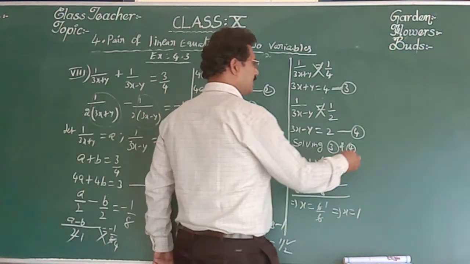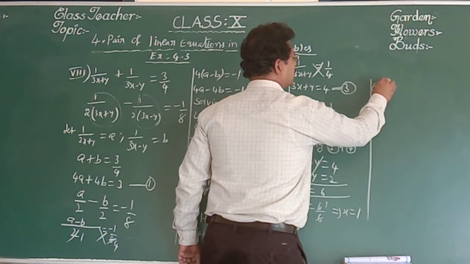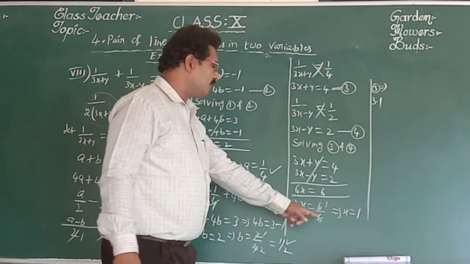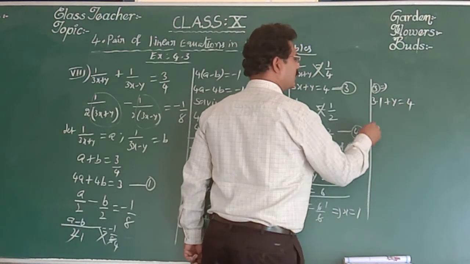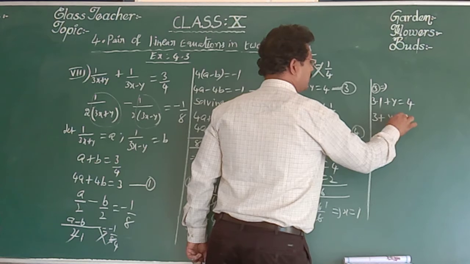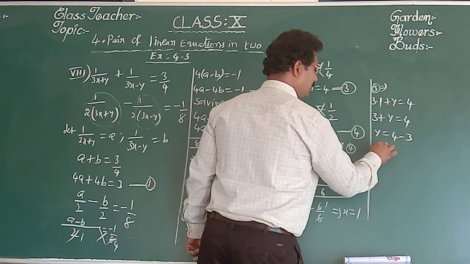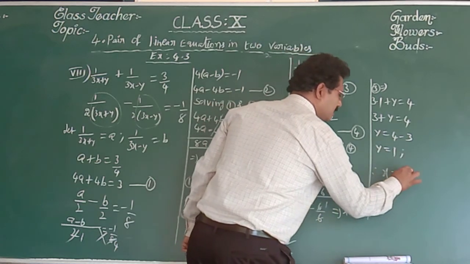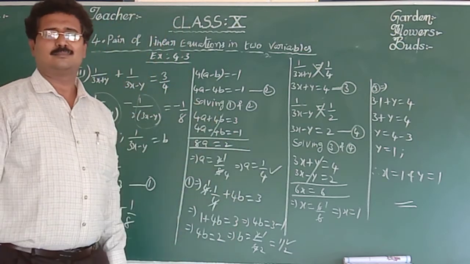Now from equation 3, 3x, x means again 1. 3 into 1, 3, plus y is equal to 4. 3 ones are 3, plus y is equal to 4. Y is equal to 4 minus 3, so y is equal to 1. Therefore the required solution is x is equal to 1 and y is also 1.